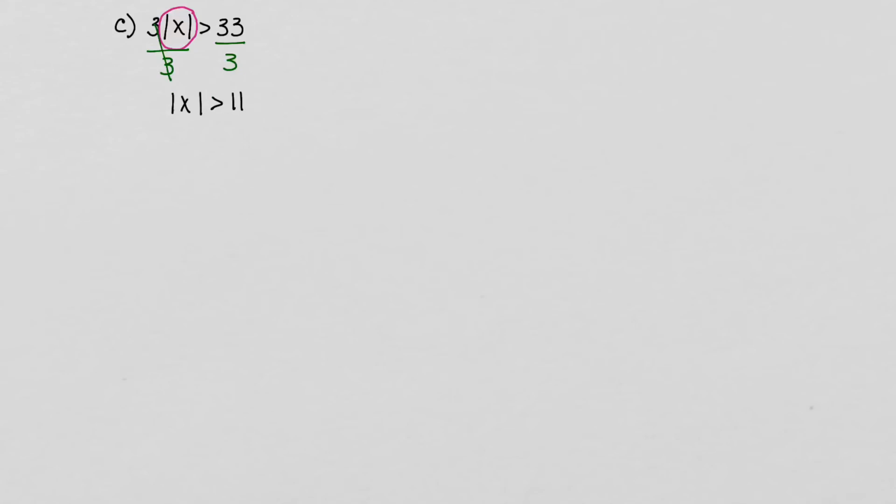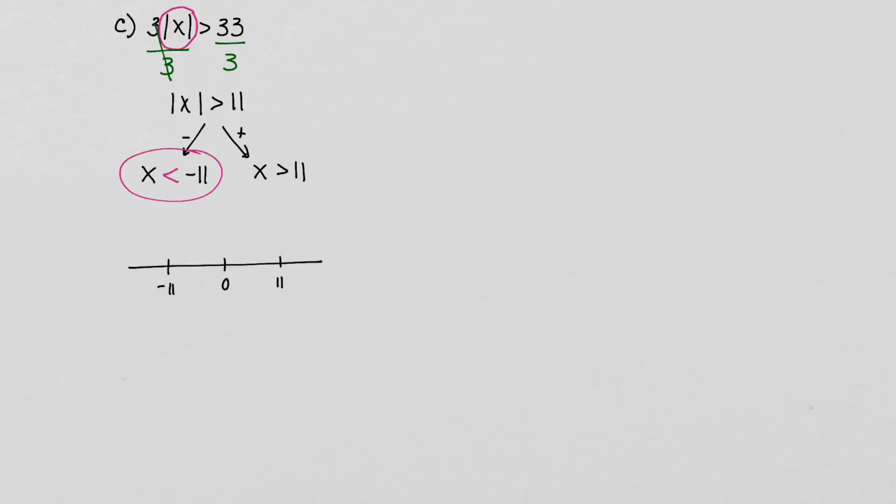Now, again, I have the absolute value. The number over here is positive, so I don't have to worry about it. I'm going to split it into the negative case and the positive case. Remember, in the negative case, we have to flip the sign, so x is less than -11. The positive case just stays the same, x greater than 11. Then I'm going to draw it on the number line. So here's 0, here's -11, here's +11.